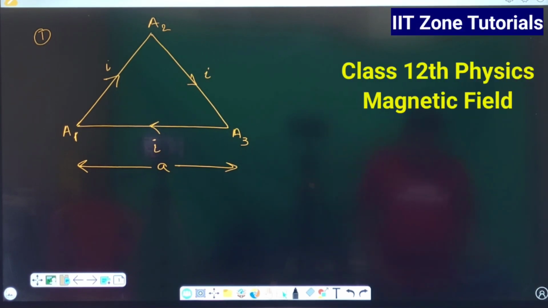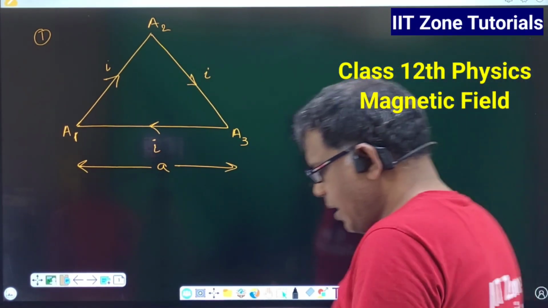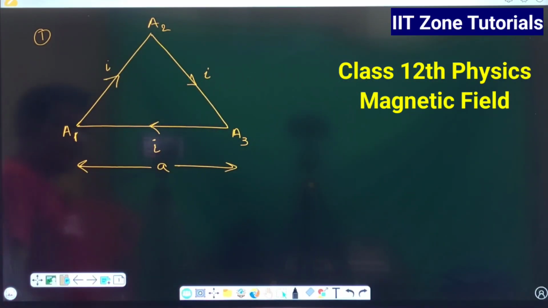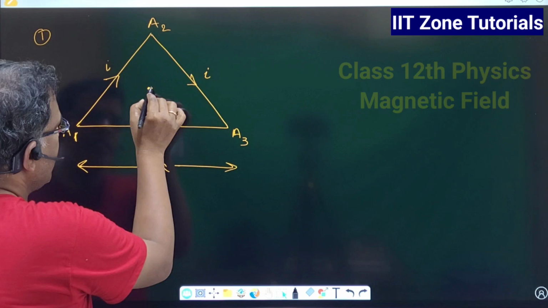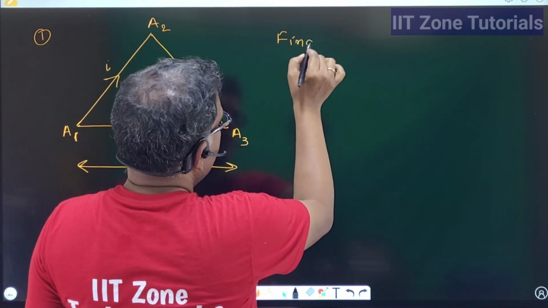The system is an equilateral triangle formed by three identical conducting wires, with current carrying in a clockwise order. We need to know the magnetic field at the center O. Okay, the question is to find the magnetic field.